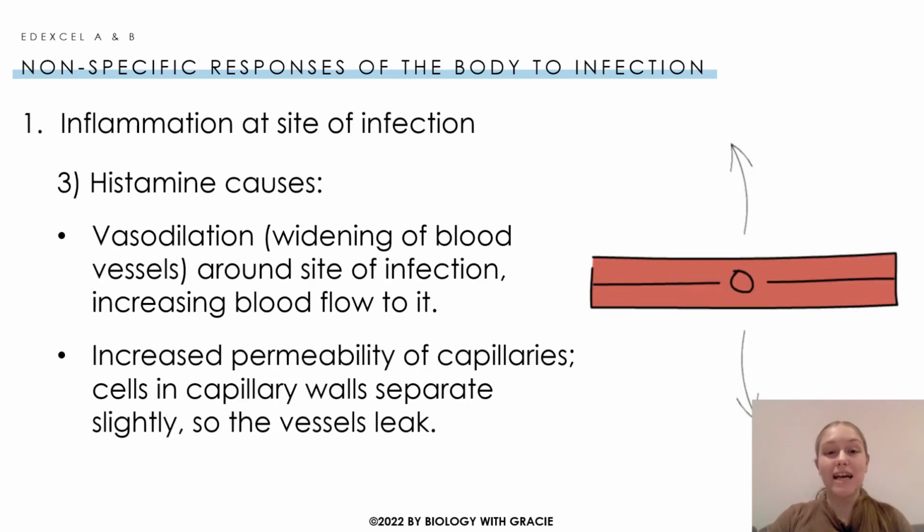Histamine causes vasodilation, which is the widening of blood vessels around that site of infection, and this increases the blood flow to it. The reason that this is important is that it essentially allows the white blood cells to rush to that site so that they can start destroying the microbes that have entered via that wound. Histamine also causes increased permeability of capillaries. So cells in the capillary walls separate slightly, so the vessels leak.